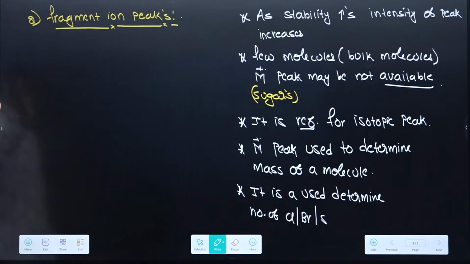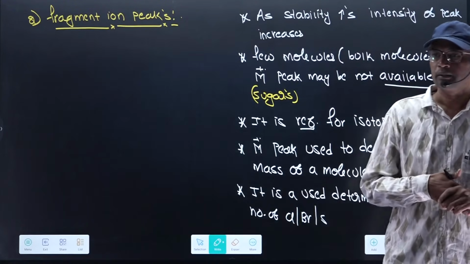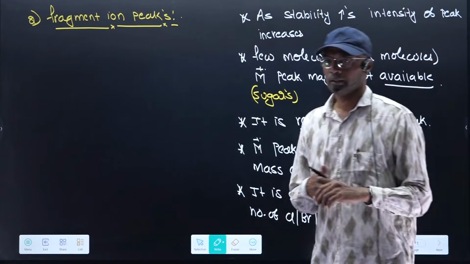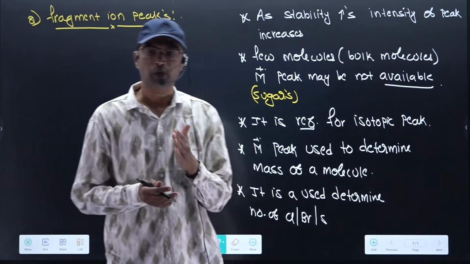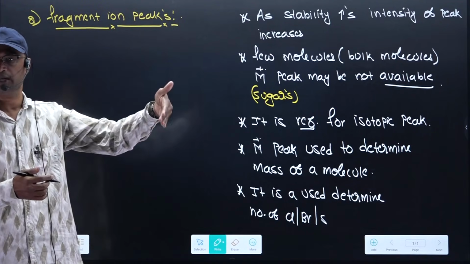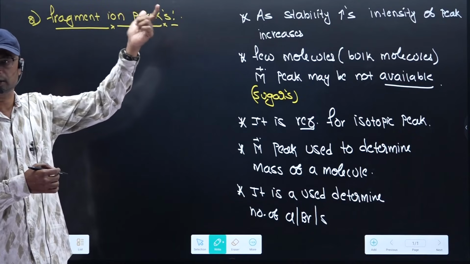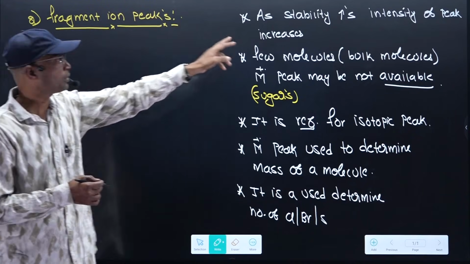Fragment ion peaks. If you want to determine the stability of any molecular ion peak, that depends upon what type of molecule it is formed. Suppose after losing an electron, it forms an even electron ion, the intensity is very high. After losing an electron, if it forms an odd electron ion, the intensity is very low. That point was already explained.